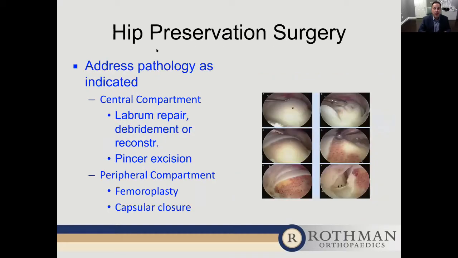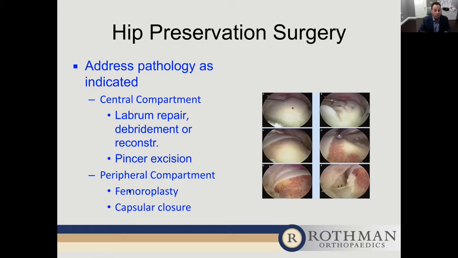So how do we address this? It's called, generally speaking, hip preservation surgery. So we address the pathologies indicated. Typically in the central compartment, we're going to address the labrum tear. Usually it's a repair. Sometimes it's just a cleanup, and sometimes it's a reconstruction where the labrum is so damaged that we can't actually repair it, but we have to take a donor graft and make a new labrum. Then we'll also clean out the pincer lesion off the socket side.